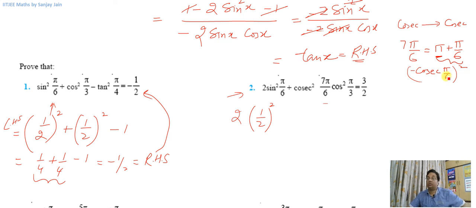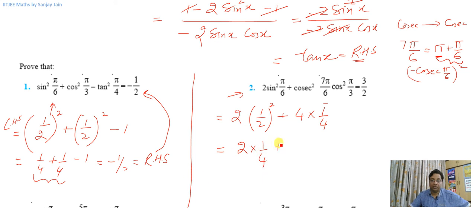Now what is cosecant pi by 6? I know sine pi by 6 pretty easily, that it is 1 by 2. So cosecant pi by 6 is 2, and square of it is 4. So 4 here. And cos pi by 3 is 1 by 2. Cos pi by 3 squared, that is 1 by 2 squared, which is 1 by 4. So this is my left hand side. So 2 into 1 by 4 plus 4 into 1 by 4, which is nothing but 6 into 1 by 4, that is 3 by 2, and it is my right hand side.